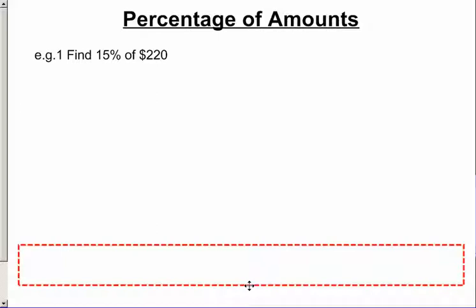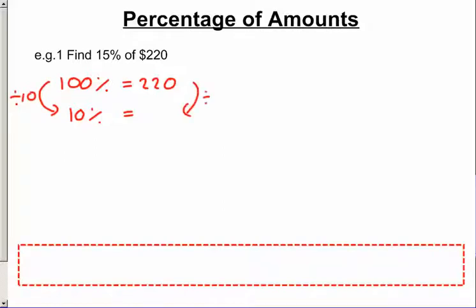Find 15% of $220. Now if we want to find 15%, we can think about it this way: if we've got $220, then 100% is equal to $220. From there, we know that from 100% to 10%, we divide by 10. So here, we divide by 10, so we also have to divide by 10 here. And that gives us 10% is 22. We can do the same again and find 5%, which again, we divide this time by 2 to get from 10 to 5. So we divide the other side by 2 to get 11.